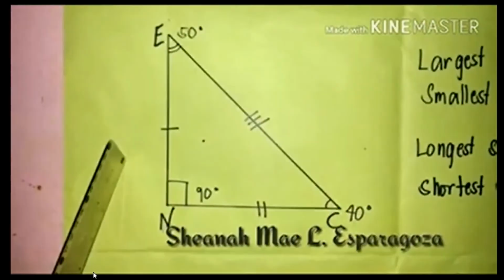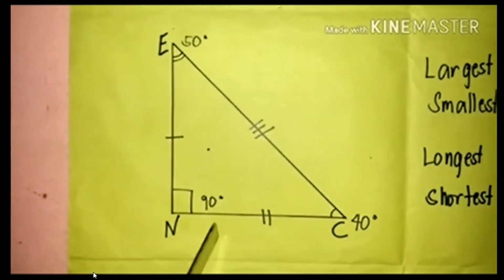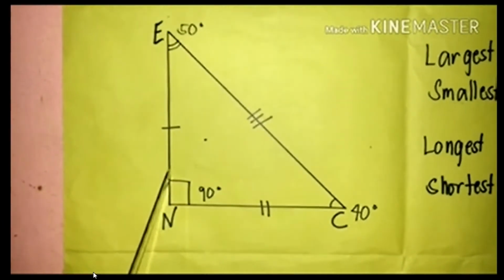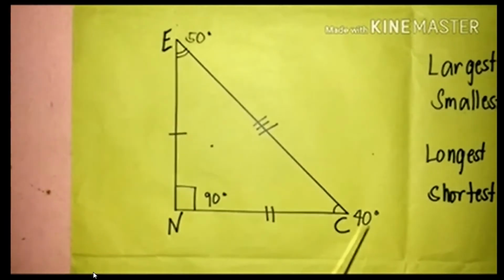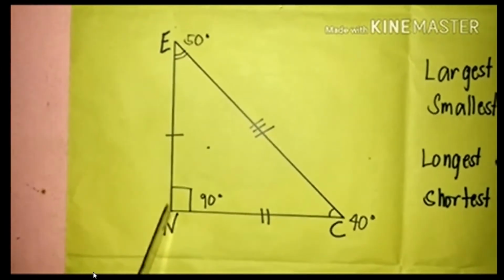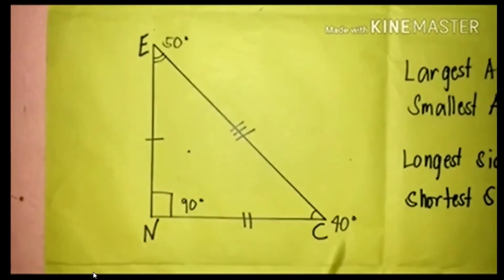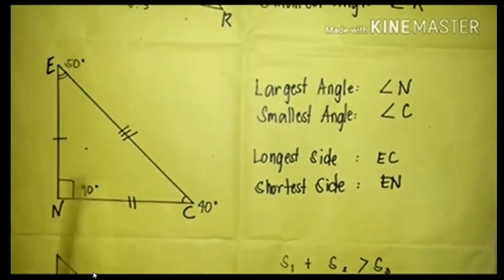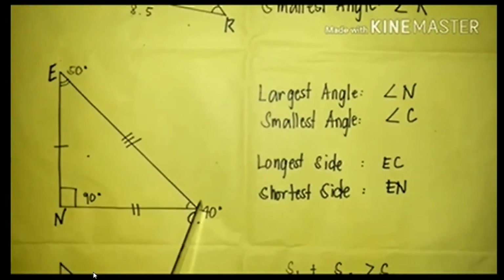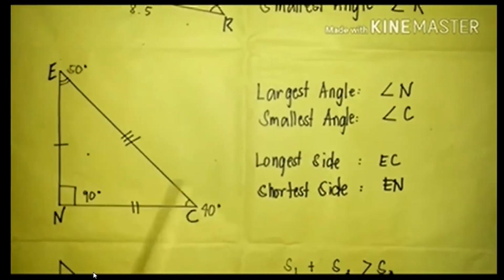Triangle inequality theorem 2. Angles to sides. If one angle of a triangle is larger than the second angle, then the side opposite the first angle is longer than the side opposite the second angle. Largest angle, angle S. Smallest angle, angle C. Longest side, EC. Shortest side, EN.